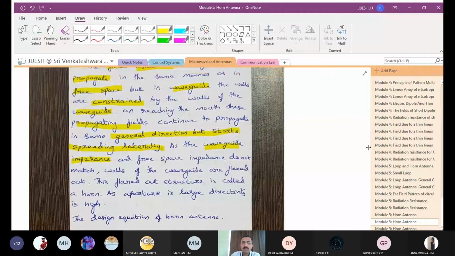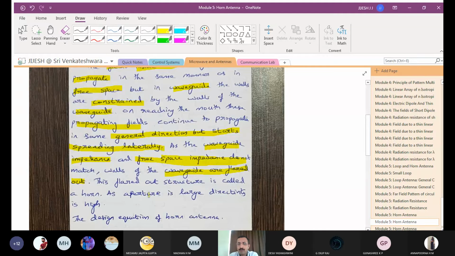In a horn antenna, you can see that the walls are flared out, and the free space impedance does not match if the walls of the waveguide are flared out. So if you take the antenna such that the walls of the waveguide are flared out, the free space impedance does not match. That is what you can see here. The flared out structure is called a horn antenna.